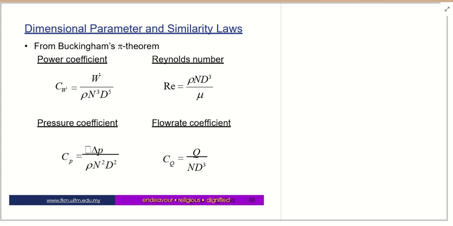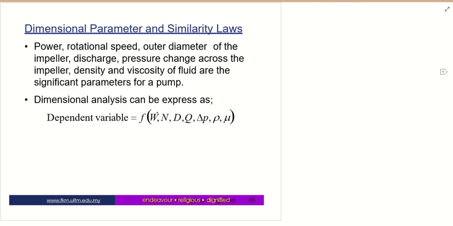For this lecture we will only consider incompressible fluids, so compressibility effects need not be considered. As you can see, this is an example of the dependent variables: W dot shaft, and N or omega. N is the rotor speed, or omega, because omega basically equals 2 pi n. Omega is angular velocity, n is rotational speed, D is diameter, Q is flow rate, delta p is pressure drop, rho is density, and mu is the viscosity of the fluid, as I mentioned before.